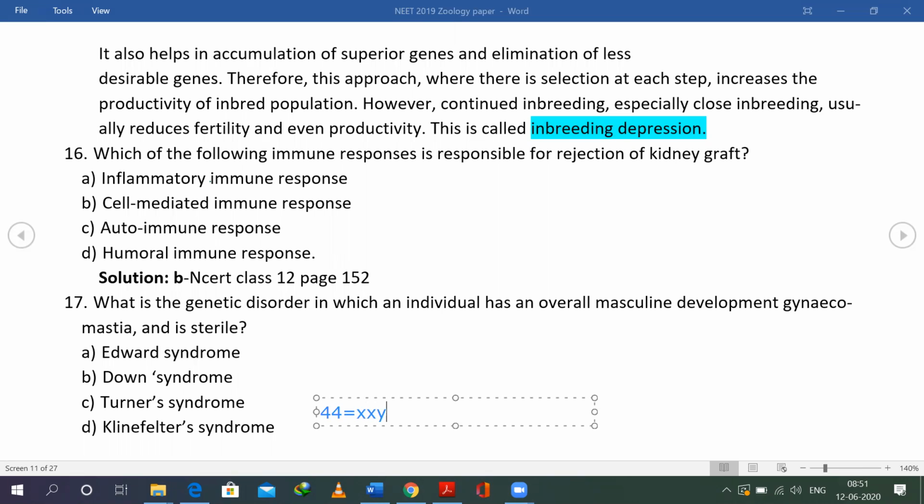As a result of that, you'll have both the masculine development as well as the feminine development. Feminine development because of the additional X that is there. Klinefelter syndrome. Gynecomastia is the development of the breast.